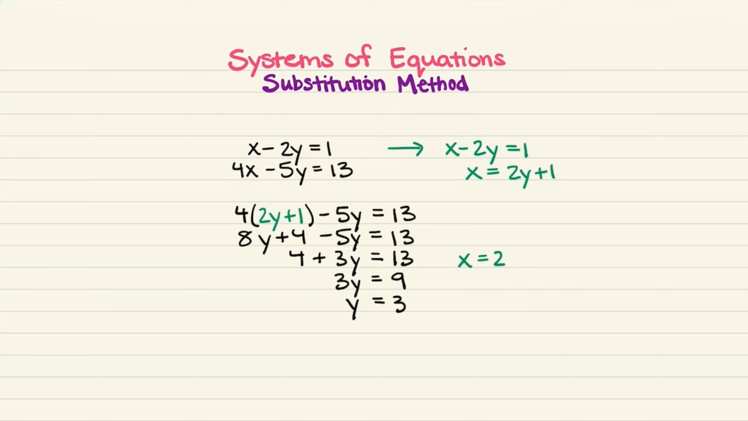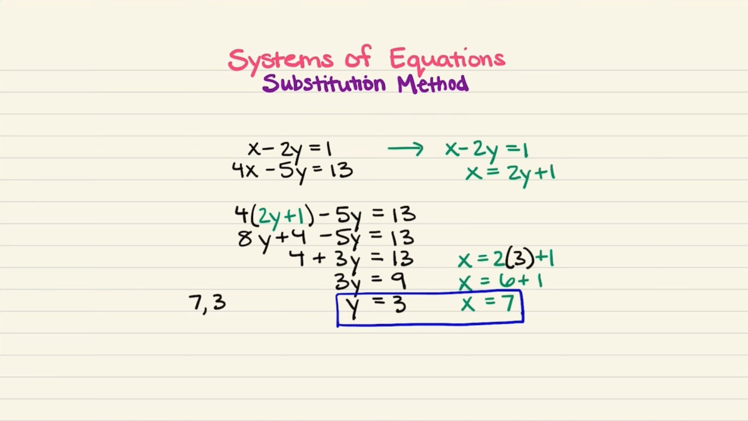X equals 2 times 3 plus 1. X equals 6 plus 1. X equals 7. So that is our final answer. Y equals 3. X equals 7. Or if we write it as an ordered pair, 7, 3.